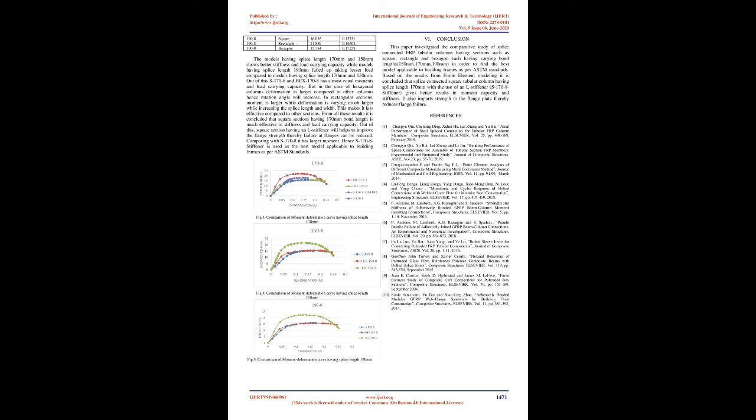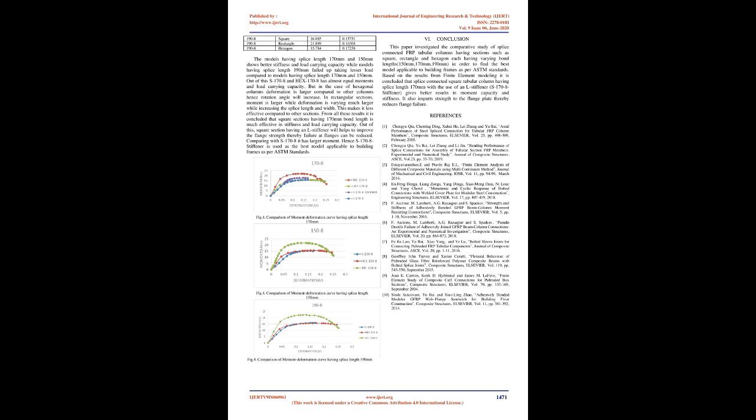From all these results, it is concluded that square sections having 170 mm bond length are much more effective in stiffness and load carrying capacity. Out of this, the square section having an L stiffener will help to improve the flange strength, thereby failure at flanges can be reduced. Compared with S170-8, it has larger moment. Hence S170-8 stiffener is used as the best model applicable to building frames as per ASTM standards.